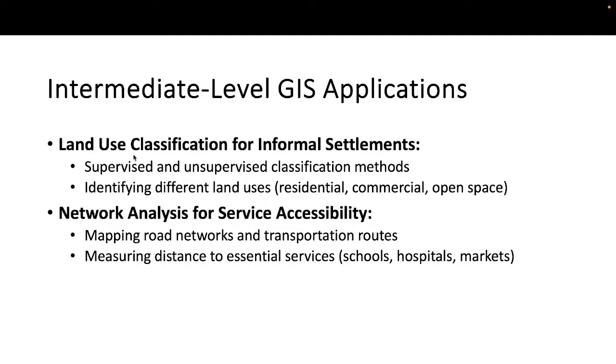You already know about land use land cover classification, how we can use machine learning and apply supervised or unsupervised methods. Now I will discuss network analysis using the Python environment, how we can collect the data, maybe road data, and further identify the transportation route or measure the distance to essential services. I will try to explain this better.